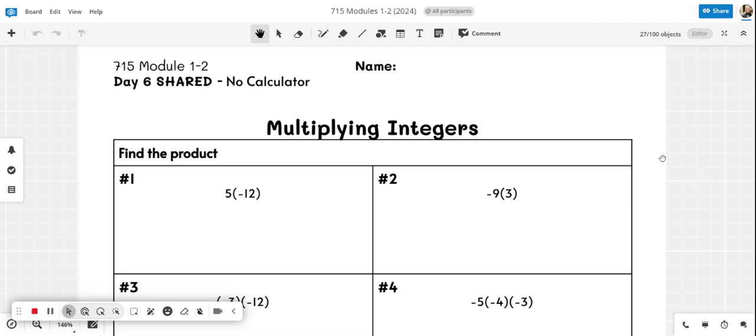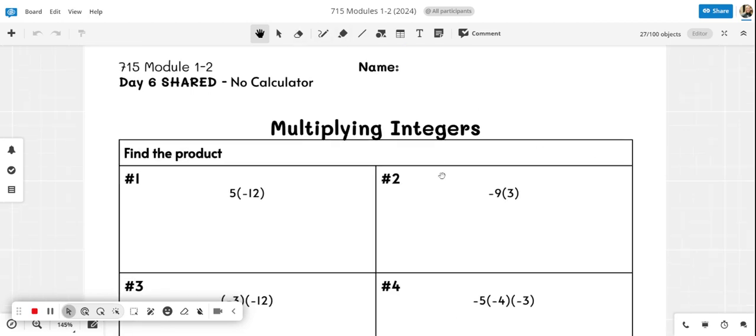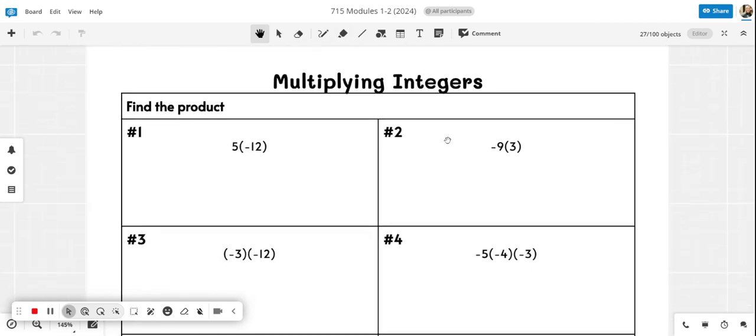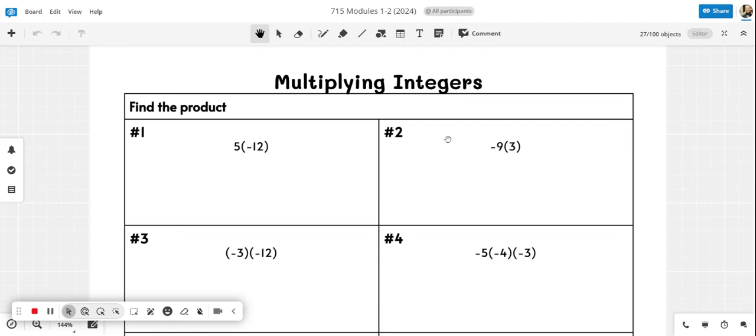I'm going to go through the day 6 shared notes. We are going to be multiplying integers, so hopefully we remember our multiplication rules. When we multiply or divide integers with the same sign, think about it, with the same sign, so they're either both positive or they're both negative, the answer is positive. When we multiply with different signs, the answer is negative.